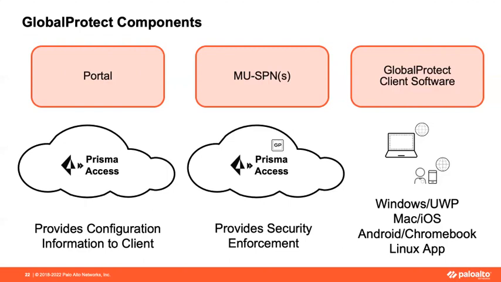And there's the software. So there's a thin client, a client that loads onto devices for Windows and Macs, for mobile devices like Androids and iOS, there's one for Linux. The ones for Windows and Macs can be hosted on the portal in Prism Access, and people can actually browse to the portal, download the software onto their device if it's a Windows device or a Mac.